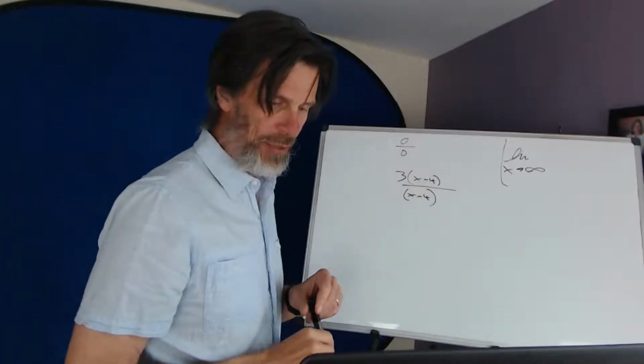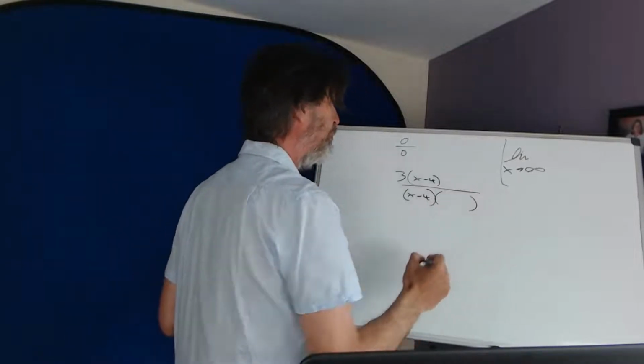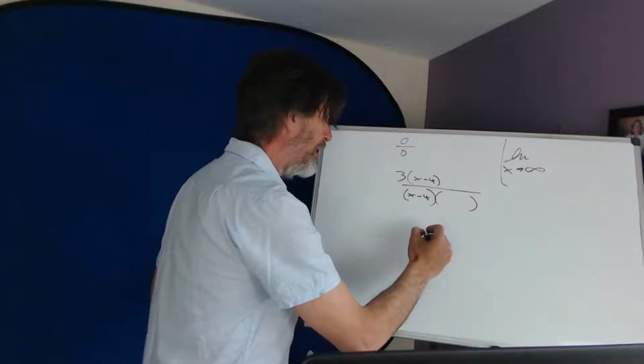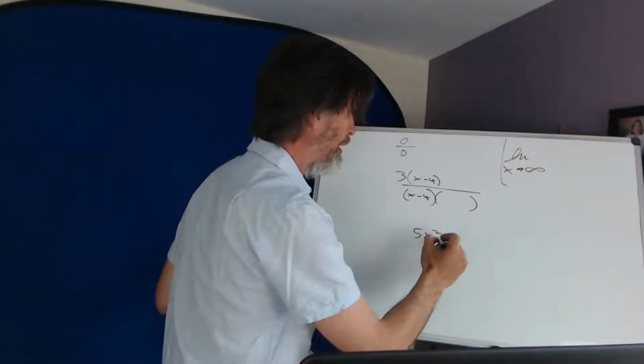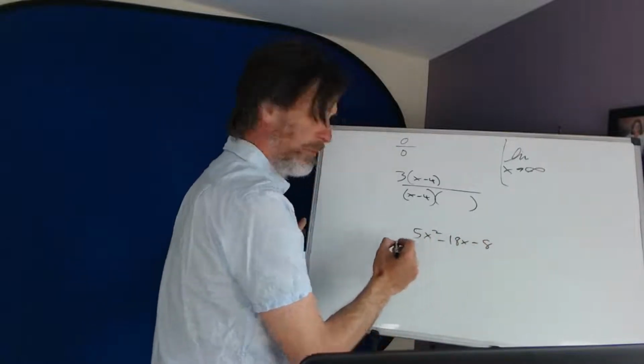Numerator is simple, it's 3 times x minus 4. The denominator isn't that much more difficult because we already know what one of the 2 factors is. Now remember, the denominator was 5x squared minus 18x minus 8.